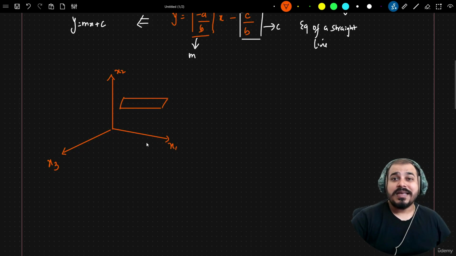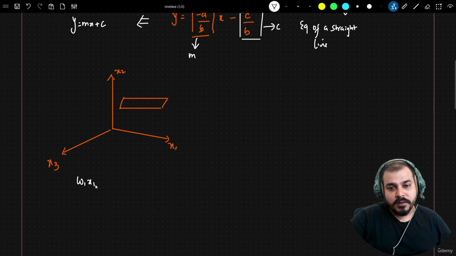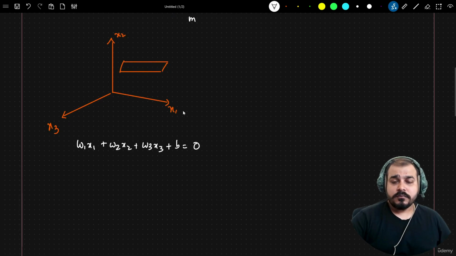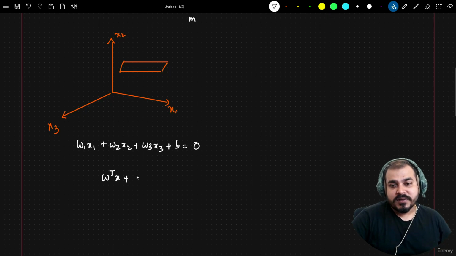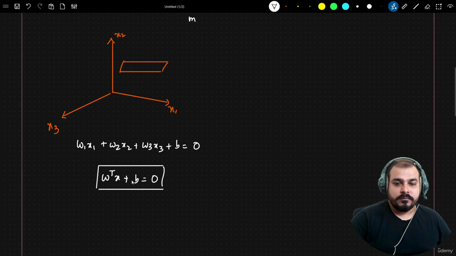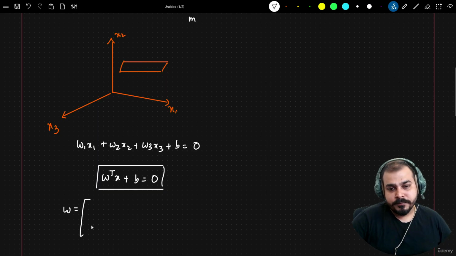Now with respect to this, the equation will again change a little bit, okay? With respect to a 3D plane, this equation will become w1x1 plus w2x2 plus w3x3 plus b, where b is basically my intercept, is equal to 0, right? So here I have three axes, x1, x2, x3. With respect to that, I have three coefficients, w1, w2, w3. And again, as usual, I can also represent this as w transpose x plus b is equal to 0. The same thing. Here, w will be w1, w2, w3.